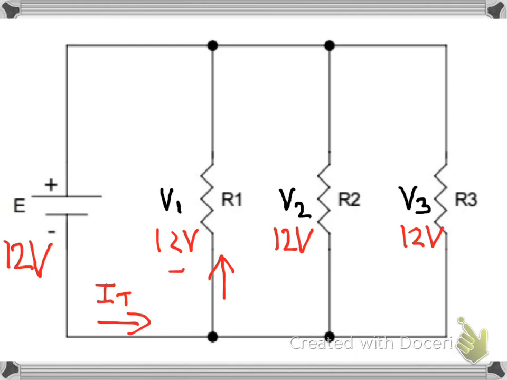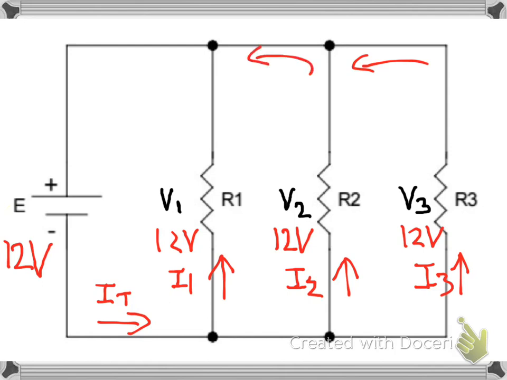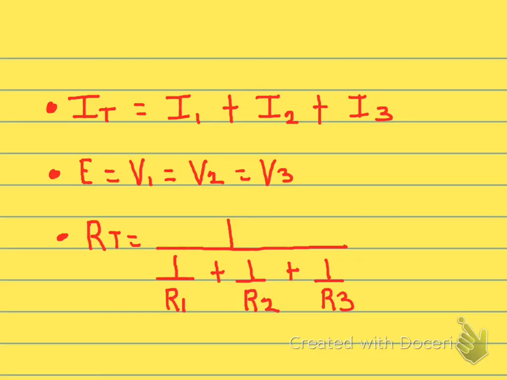This would be current I1 flowing through R1. This would be current I2 flowing through R2, and this would be current I3 flowing through R3. These currents would continue. This would be I3 again, this would be I2, this would be I1, which recombine to form IT.